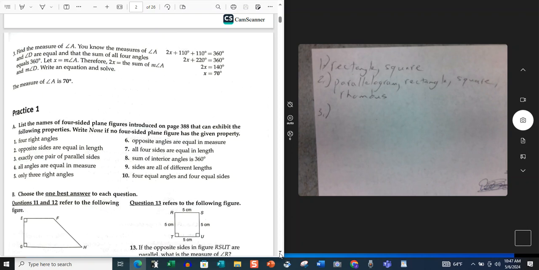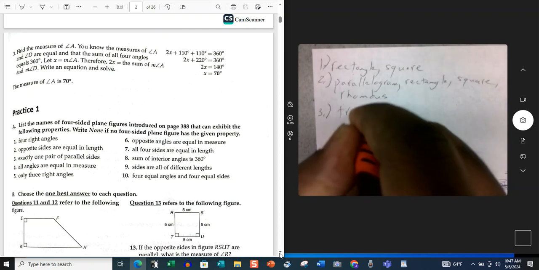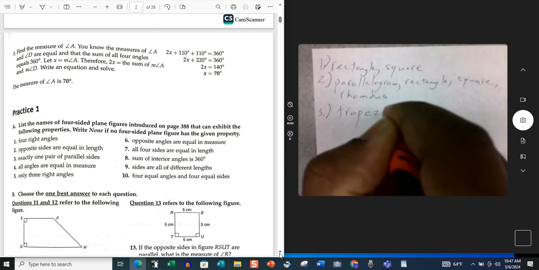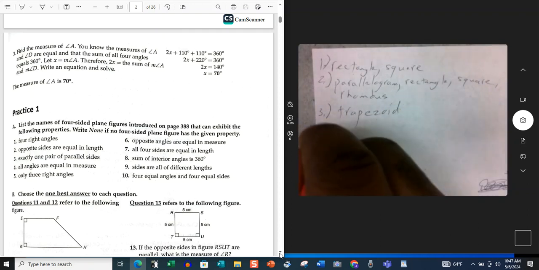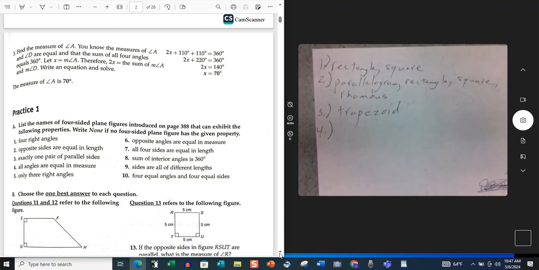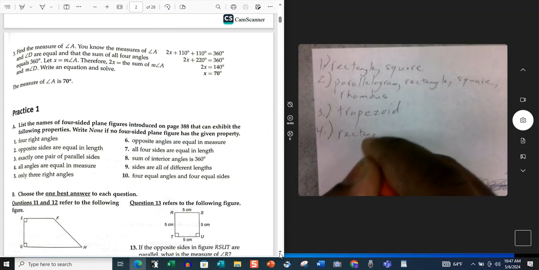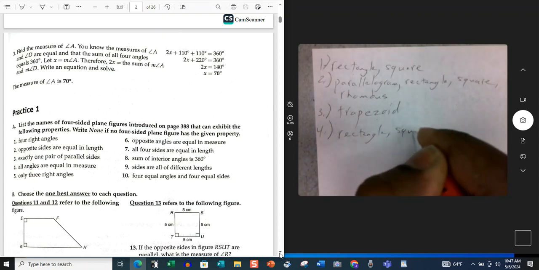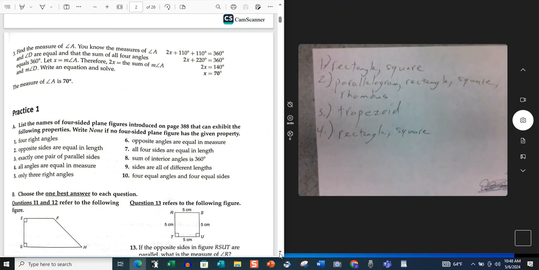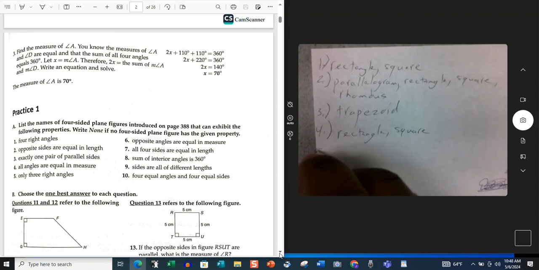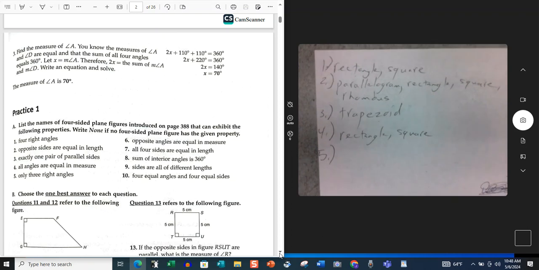Now, three, exactly one pair of parallel sides. The only thing that fits that is the trapezoid. Number four, all angles are equal in measure. Now, with number four, there's actually two. It's the rectangle and the square. Because if you notice, all of their angles are right angles, so they are equal to each other.